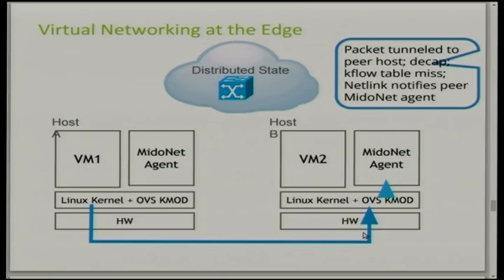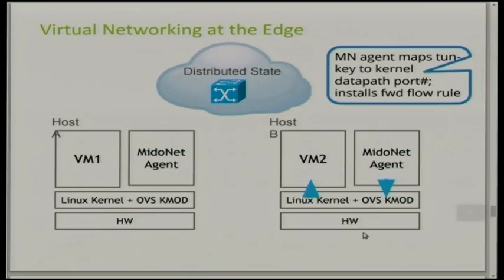I think I forgot to mention, after the simulation is done, we create the tunnel between the source and target, and packets are tunneled through to the peer host. Anyway, the MidoNet agent on the target host maps the tunnel key to the kernel Datapath port and installs a forward flow.